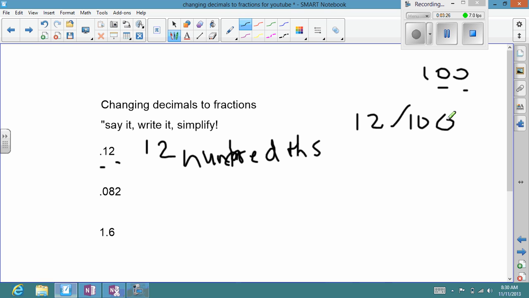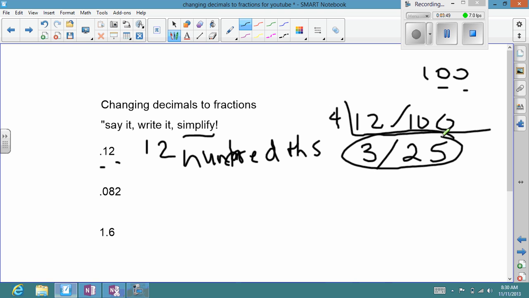Now, 12 hundredths, simplify. In order to simplify fractions, all you're doing is finding the greatest common factor of these 2 numbers. So what number do I know divides into 12 and 100? Well, 4 divides into 12 and 100. So 4 goes into 12 3 times, and 4 goes into 100 25 times, and 3 and 25 have no common factors, so 12 hundredths simplifies to be 3 25ths. Okay, let's look at the next one. 82, and then 1, 2, 3 thousandths.